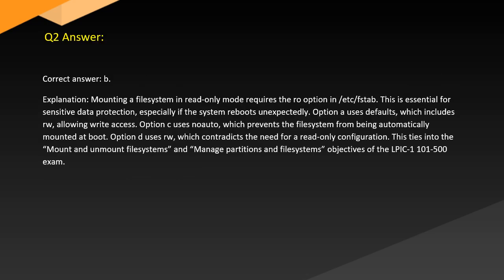Answer. Correct answer: B. Explanation. Mounting a file system in read-only mode requires the ro option in fstab. This is essential for sensitive data protection, especially if the system reboots unexpectedly.